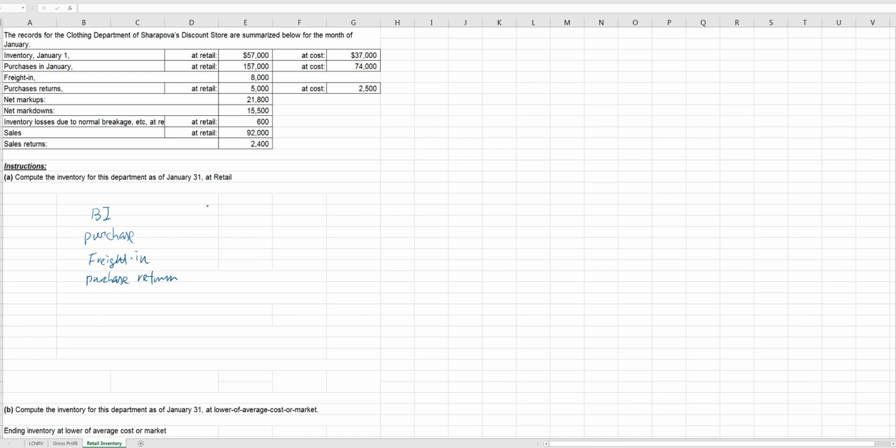All right, let's put this information together. So we have two columns. We have its cost and also its retail value. So beginning inventory cost, retail, purchase cost, retail. Then the transportation cost, we only have the cost information. There's no retail for the transportation cost. And then the return will be shown as a negative number here.